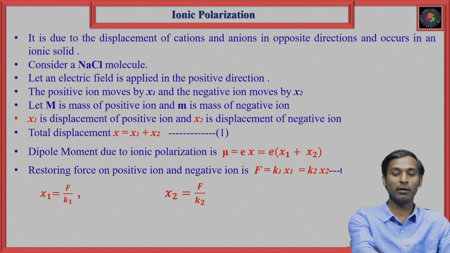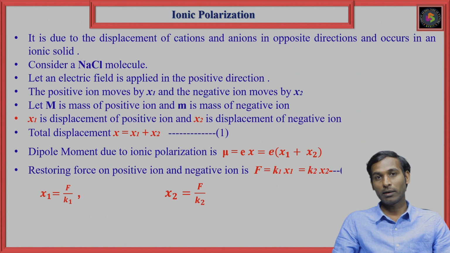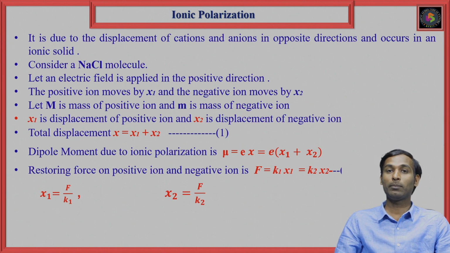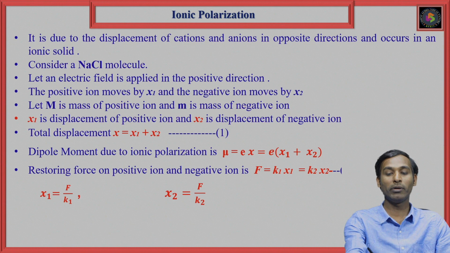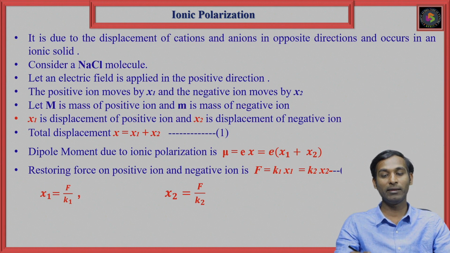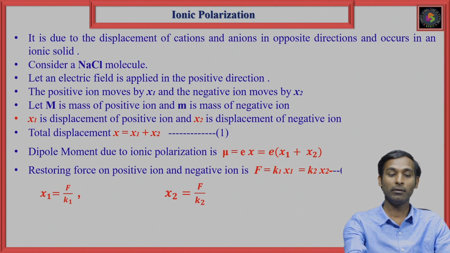I am calling this equation number 1. Our aim is to calculate the ionic polarizability of the NaCl molecule. Due to the induced dipole moment, the ionic polarization is given by mu is equal to e into x, where e is the charge and x is the total displacement. The total displacement can be written as x1 plus x2.